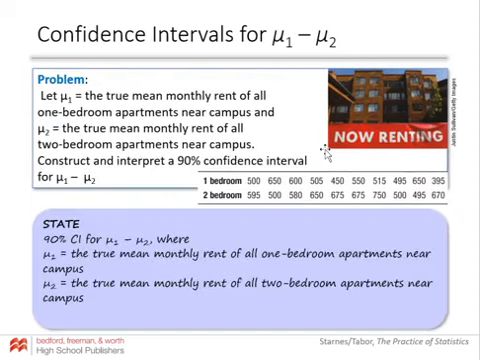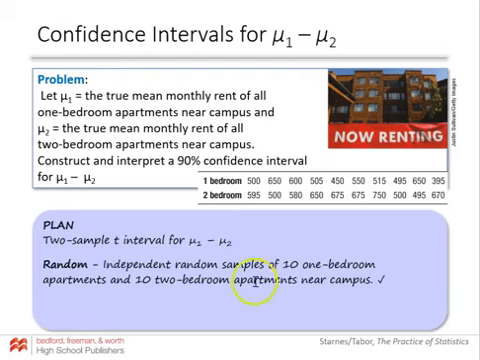Okay, so we're going to do a confidence interval. So our state, plan, do, conclude process. So state, we're doing a 90% confidence interval, and then we are defining our two parameters. Mean 1 is for 1-bedroom apartments, and mean 2 is for 2-bedroom apartments. Then plan, we need to state the process, the procedure that we're doing. We're going to do a 2-sample t interval for the difference in means.